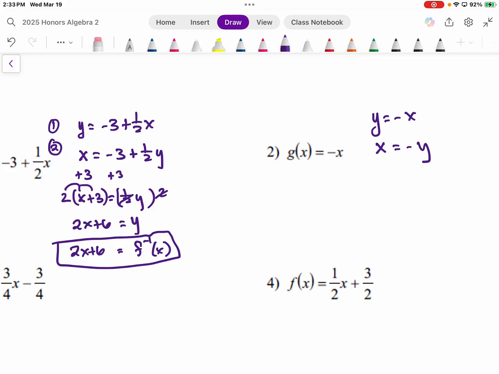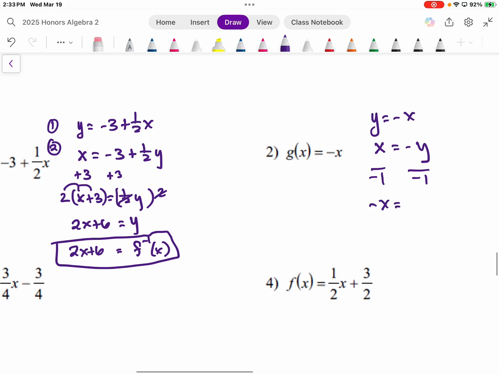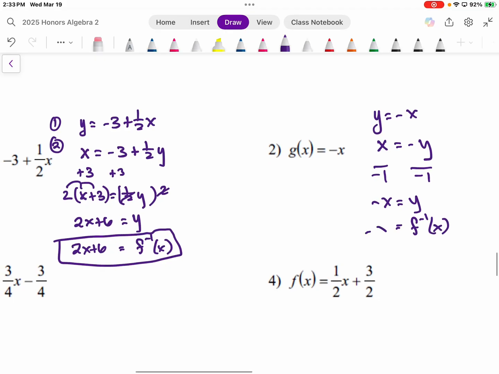Step number 3, start solving. Divide through by negative 1. I get negative x equals y. I replace the y with f to the negative 1 of x. And there's my answer.